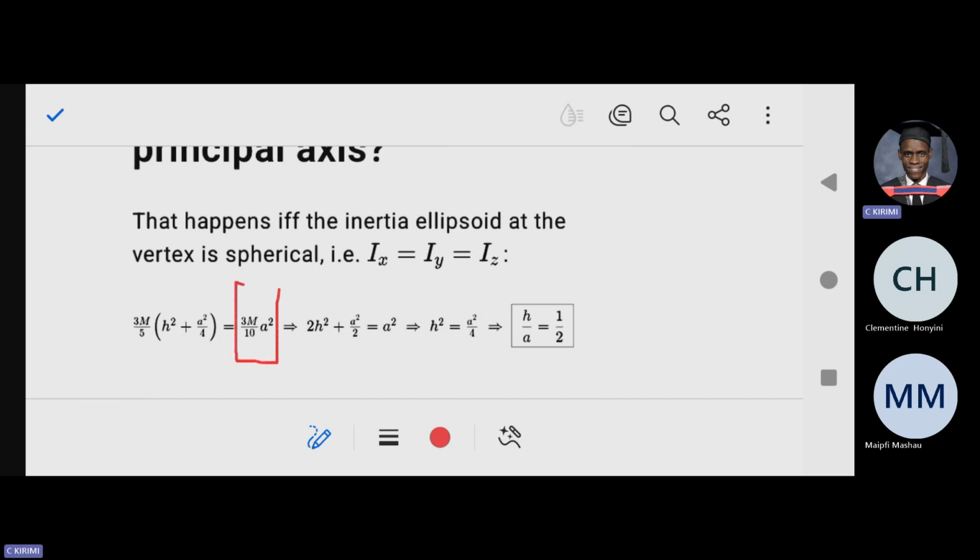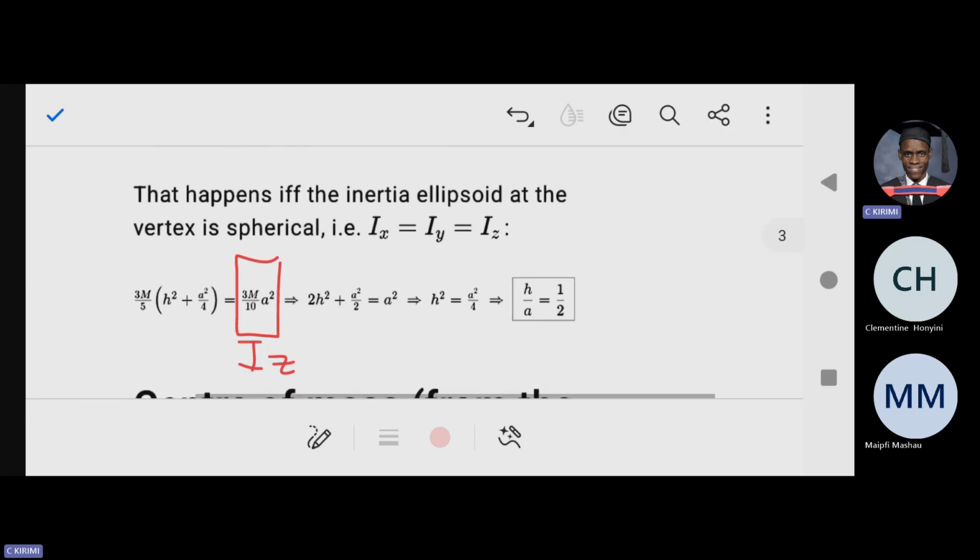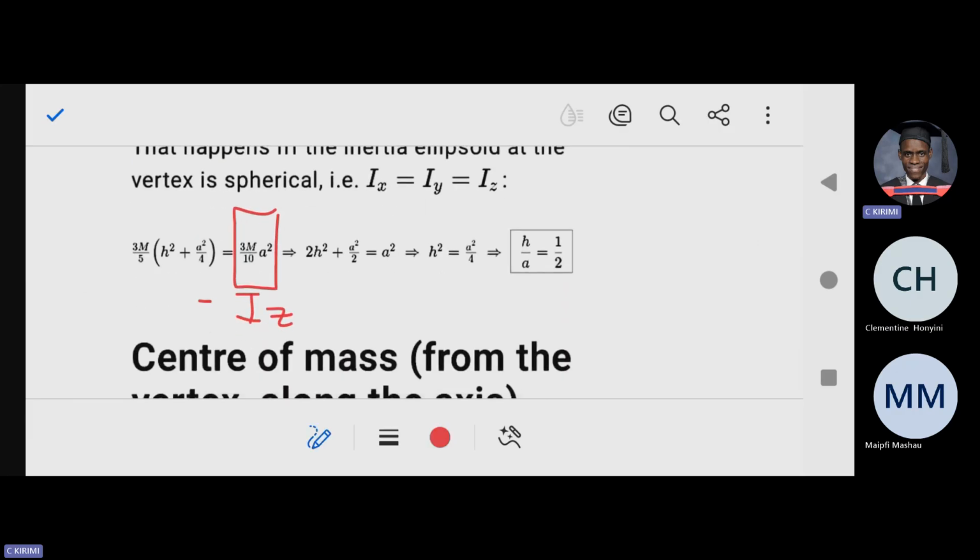This was the moment of inertia in the what? Which we calculated first, in the z. It was I in the z. So it's an equation. I in the z is now equal to I in the x, which is also equal to I in the what? In the y. Because these two, we said they are the same. So we formed an equation.